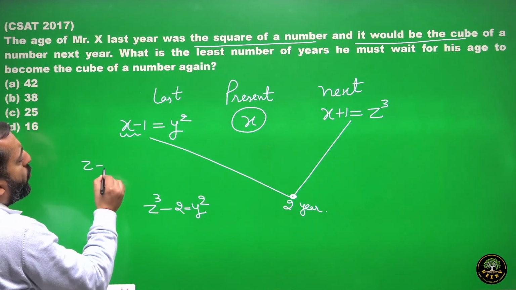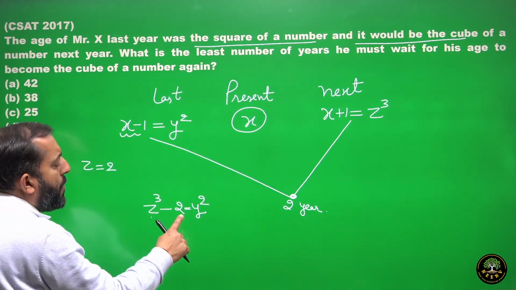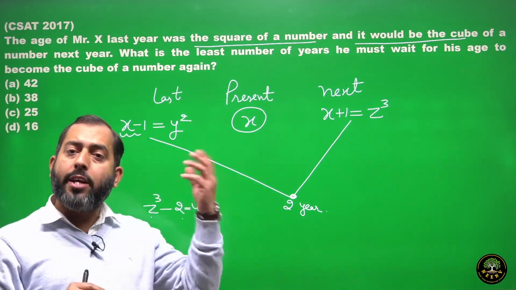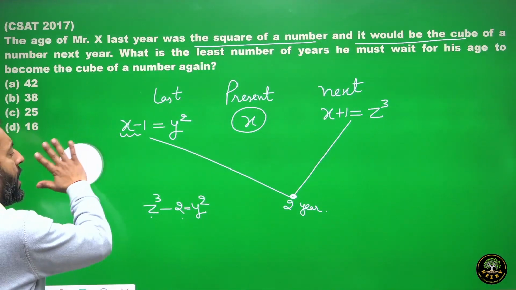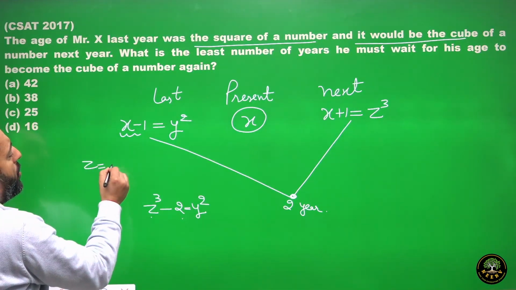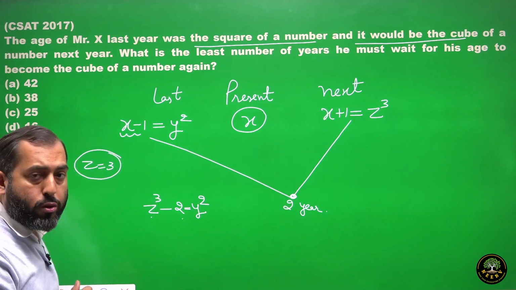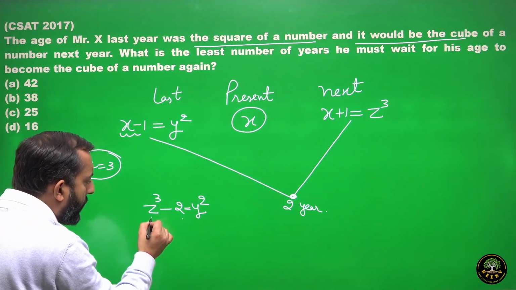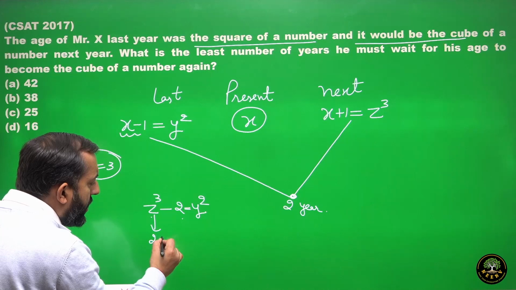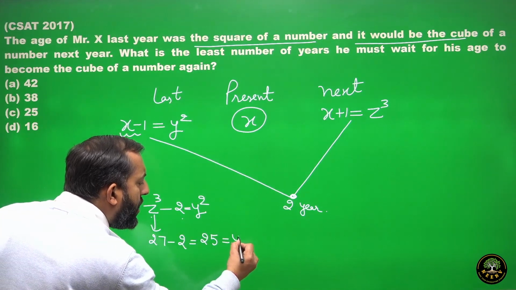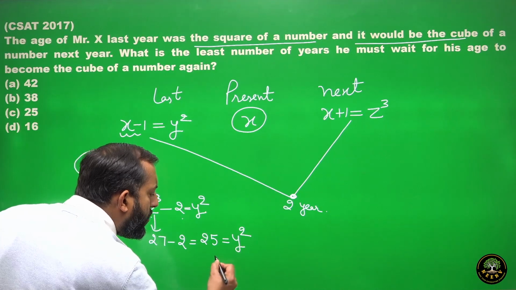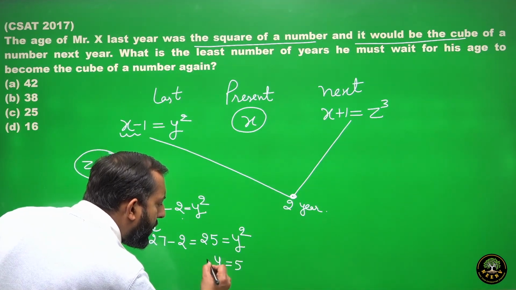What if z is equal to 2? 2 cube minus 2. 2 cube is 8, 8 minus 2 is 6. 6 is not a perfect square, so we can discard it. Now, let us assume z is equal to 3. Now, 3 cube is 27, minus 2 is 25, and 25 is a perfect square, which means y has to be equal to 5.